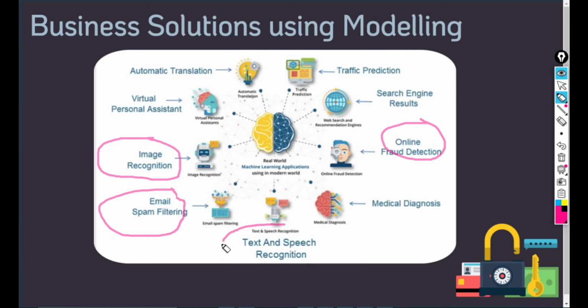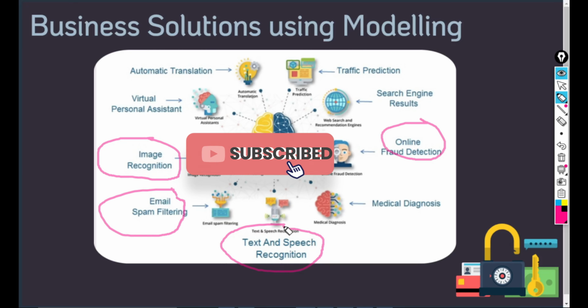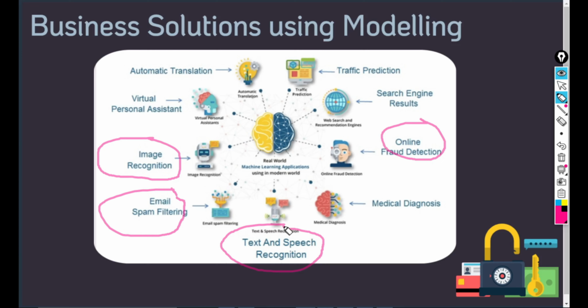Text and speech recognition. This is again one of the interesting things of machine learning. Amazon Echo is a practical example of text and speech recognition. At the back end is again a machine learning data model, where it is recognizing the text or the speech which you are saying, or the text which you are typing. Based on that, it is understanding, matching, and taking results.